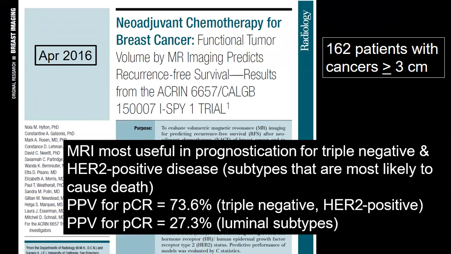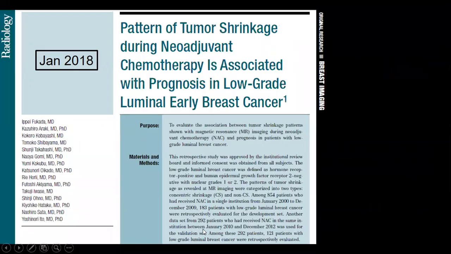And MRI was found in the study to be most useful in prognostication for the triple negative and the HER2 positive disease, subtypes that are most likely to cause death. To be exact, the positive predictive value for PCR in these triple negative and HER2 positive cancers was nearly 74%, versus the positive predictive value for PCR in the luminal subtypes, which was only 27%.